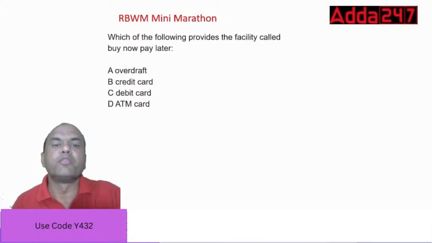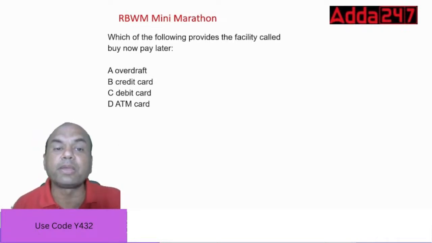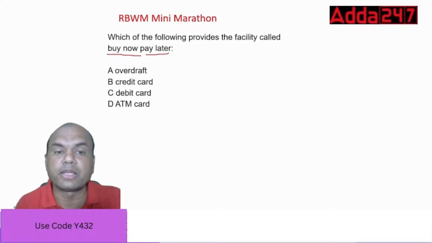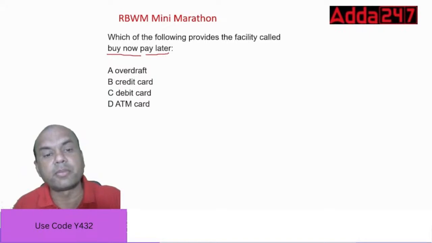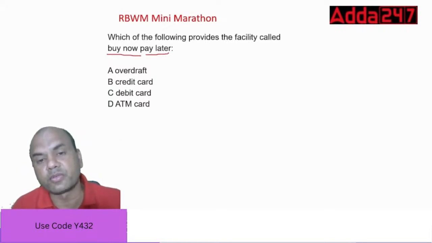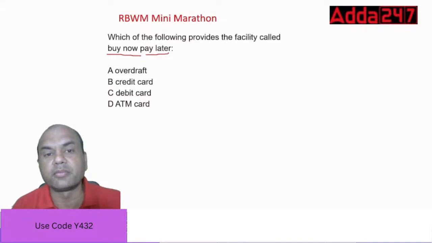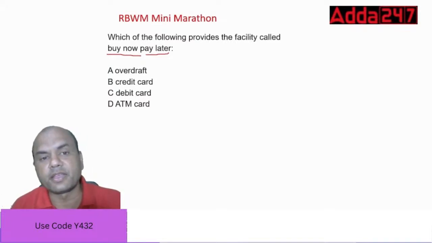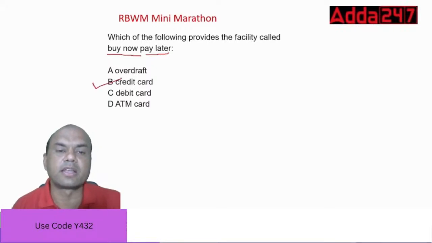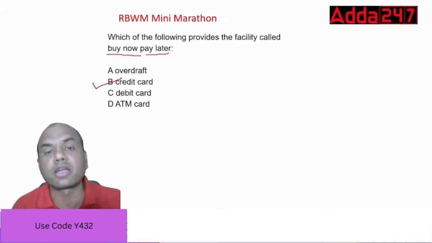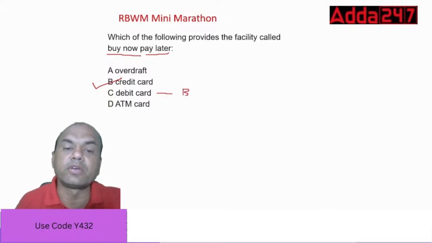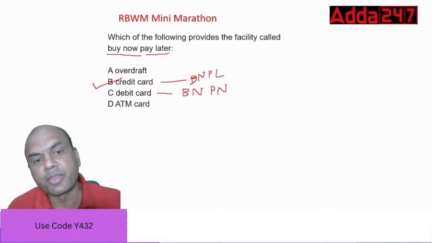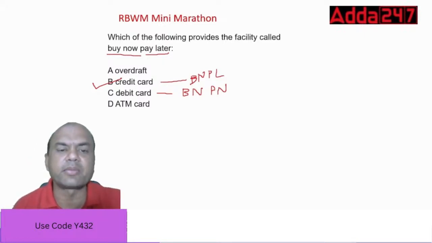Next one. Which of the following provides a facility called buy now pay later? OD, credit card, debit card, ATM card. It is obviously credit card. Always remember, buy now pay later is always given by credit card. By debit card it is buy now pay now, BNPN, and this is BNPL, buy now pay later. Overdraft is totally different; it is a loan. ATM card and debit card are the same only.